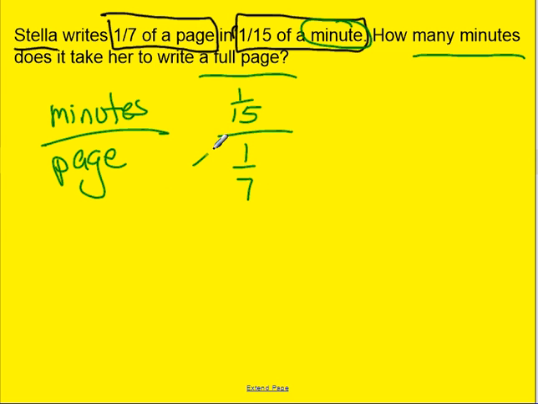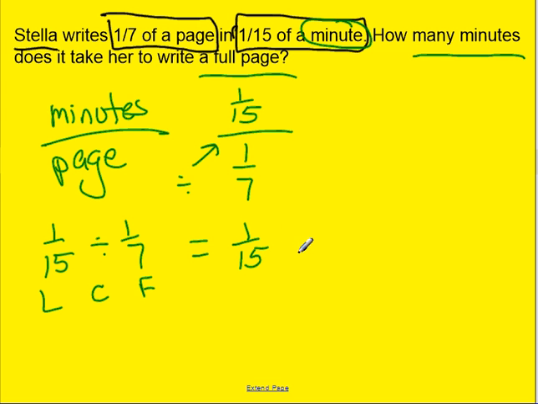Just like we talked about last time, this fraction bar simply means division. So we can rewrite this 1/15 divided by 1/7. We will leave it, change it, flip it, which gives us 1/15, because we leave that as is, change division to multiplication, and flip 1/7, giving us 7 over 1.